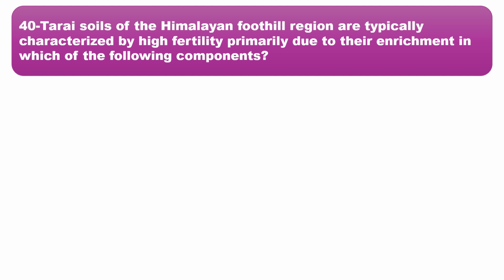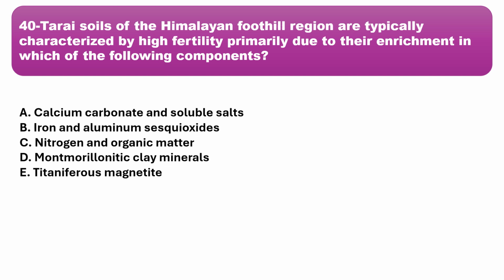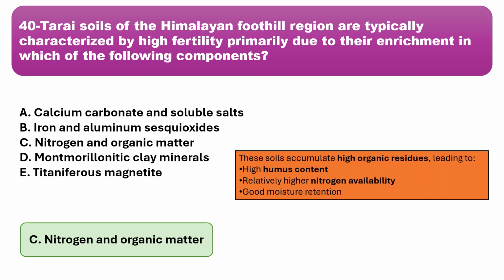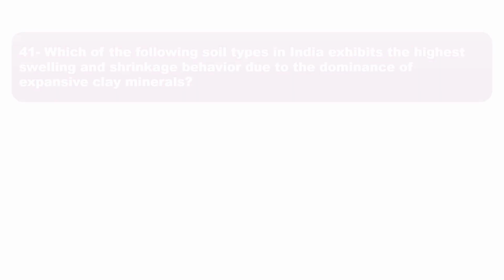Next question. Tarai soils of the Himalayan foothill region are typically characterized by high fertility, primarily due to their enrichment in which of the following components? The correct answer is nitrogen and organic matter. The Tarai soils are usually rich in nitrogen and organic matter because they have high humus content, good moisture retention, and the presence of organic residues.